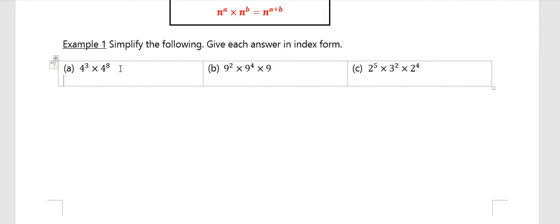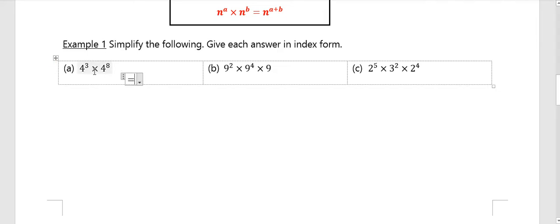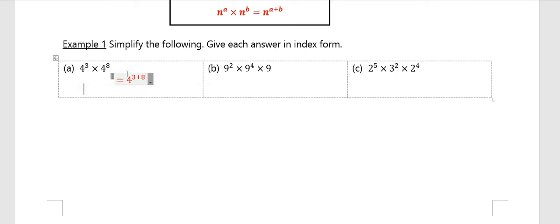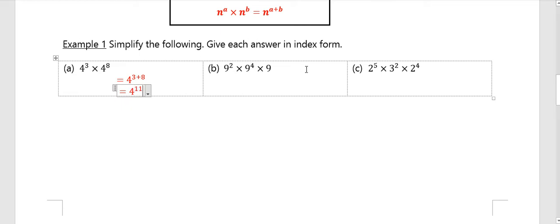Now, what you're going to do is look at the first one. The first one is 4 power 3 times 4 power 8. So it will become this one. As you can see here, let me change the color first. All right. Now, 4 power 3 times 4 power 8 have the same base. So basically, you just simply add the powers together. And then you will get 4 power what? So you get 4 power 11. And that's it. Right? And now the next one.